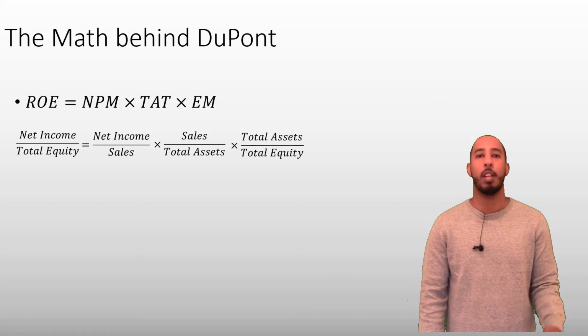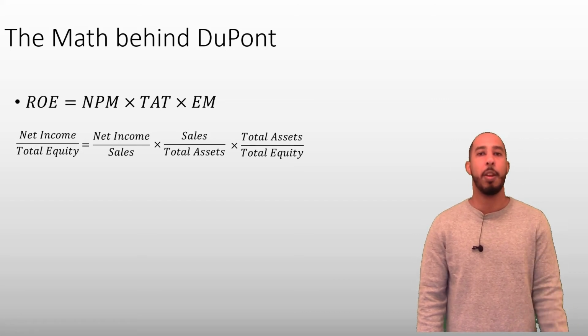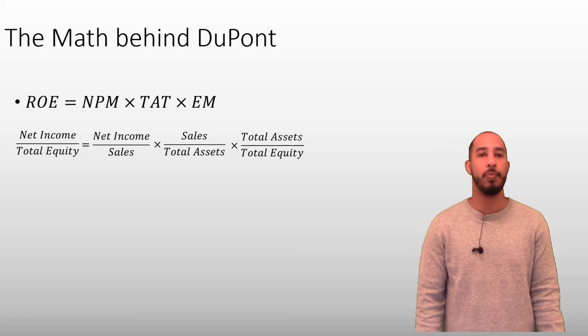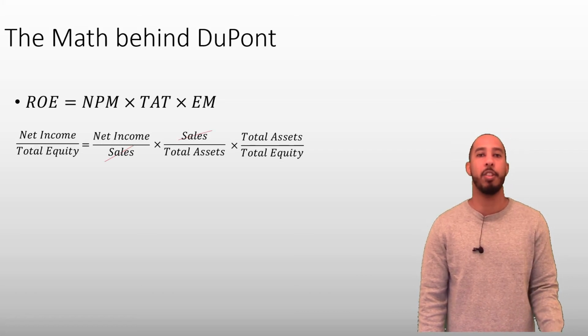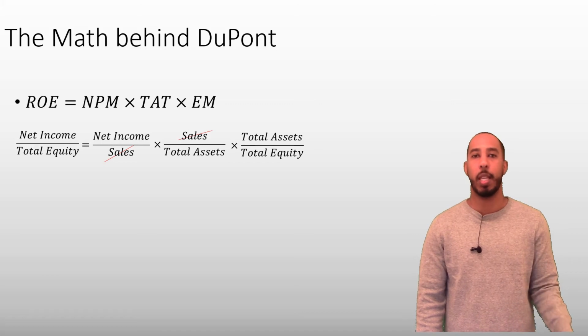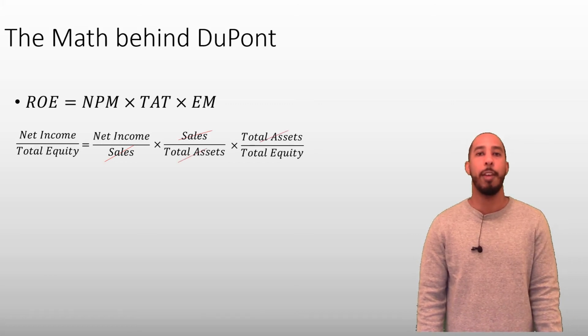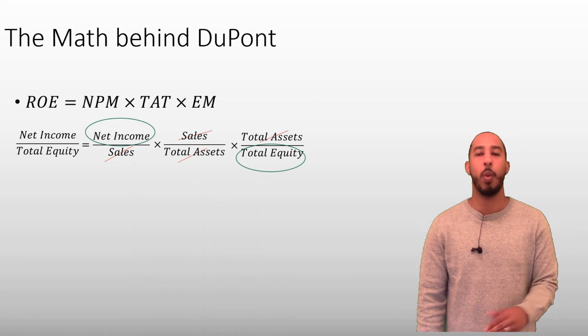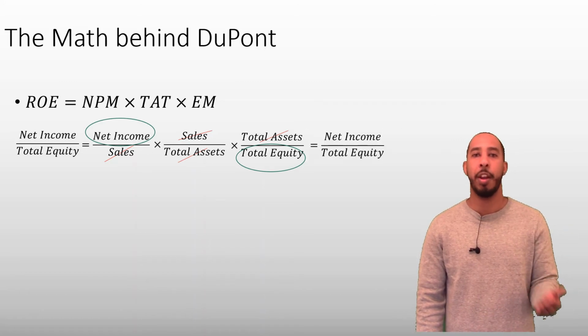Now let's start canceling terms. Since sales appears both in the numerator and the denominator, we can cancel them out. Similarly, total assets appears both in the numerator and denominator, so we can cancel those out. So we're left with net income up top and total equity on the bottom. And what does that equal? Return on equity.